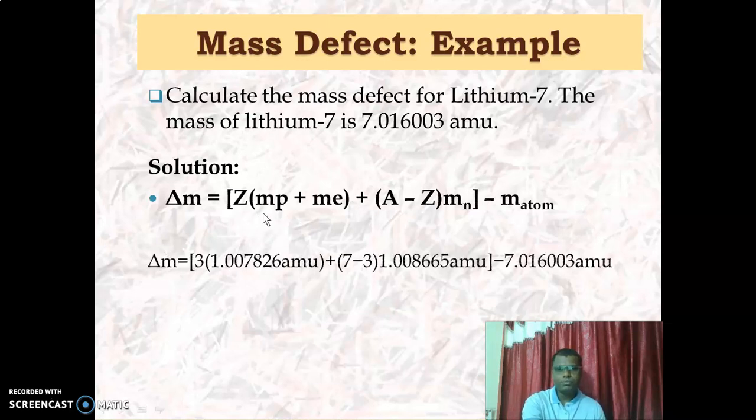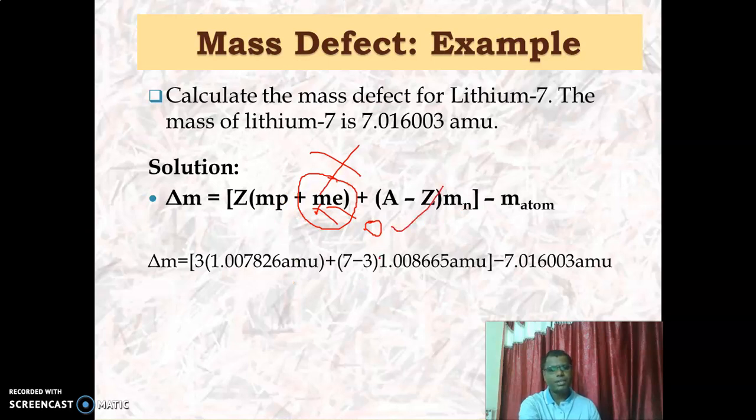If you put in all these values, Z is the atomic number. For lithium 7, the mass number is 7 and the atomic number, as you know very well, is 3. So the atomic number times the mass of a single proton, 1.007826, plus the mass of the electron. Already I told you the mass of the electron is negligible, so this value will be 0 here. We neglect it because it is very negligible compared to the mass of the proton and the neutron.